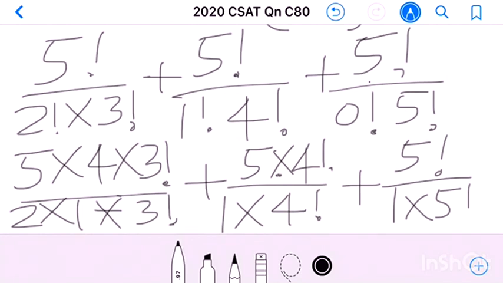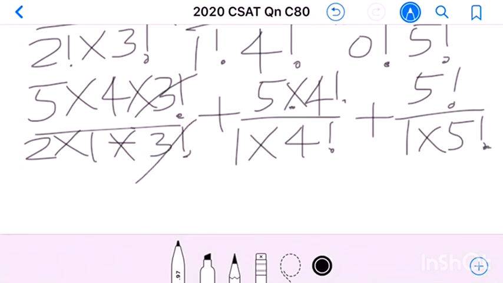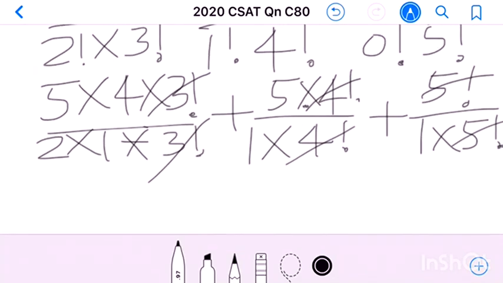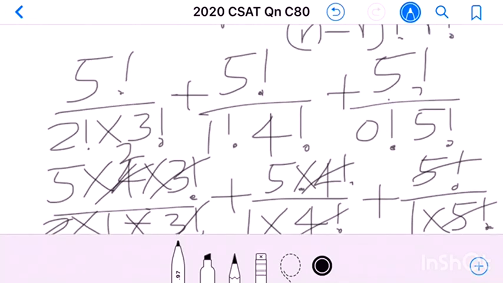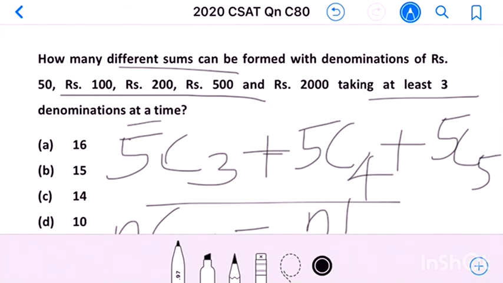Simplifying this, we get our required answer. 3 factorial cancelled, 4 factorial cancelled, 5 factorial cancelled. Then 2 2s are 4. Then 5 into 2 is 10, plus 5 plus 1, 16. In 16 ways, using these 5 denominations, we can have different sums taking at least 3. So our answer is option A, 16.